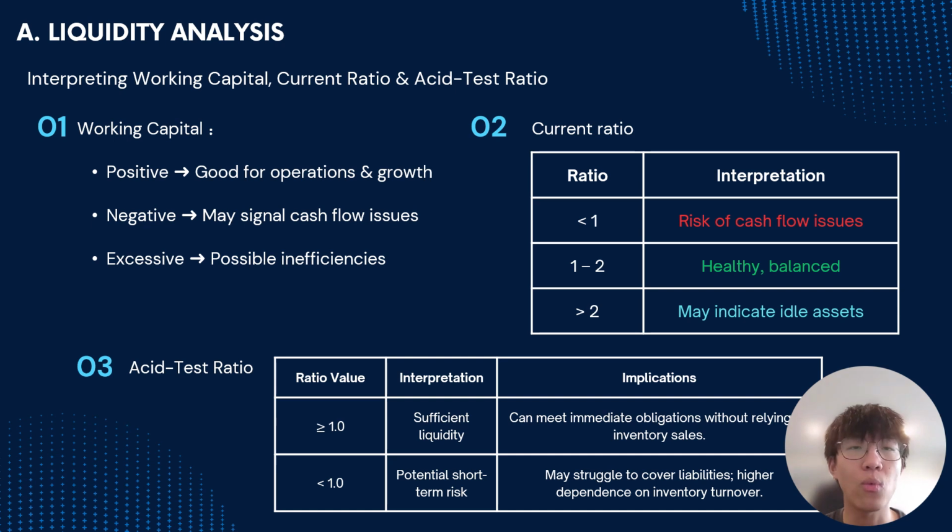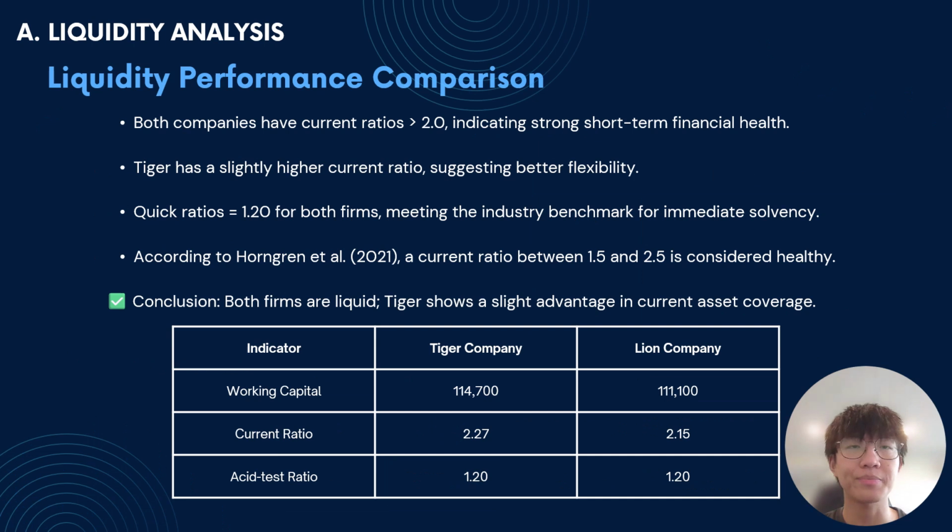A ratio of 1 or higher is good. It means the company can cover its immediate liabilities without having to sell its inventory. A ratio below 1 may point to short-term financial risk and over-reliance on inventory turnover. Together, these interpretations help us understand not just whether a company can pay its bills, but also how efficiently it is managing its liquid assets.